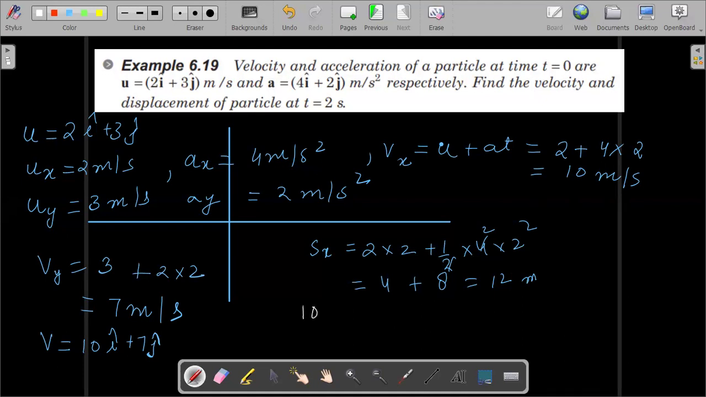So you get 10 squared minus 2 squared equals 2 multiply acceleration 4 multiply s, that is displacement. So this will be equal to 100 minus 4, which is 96, and you get 96 divided by 8 to be equal to the displacement. Now divide 96 by 8. Are you not getting 12?